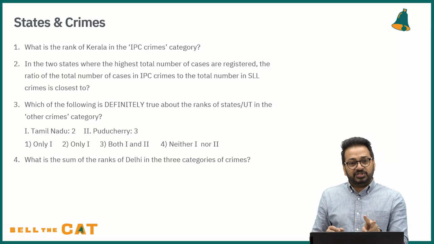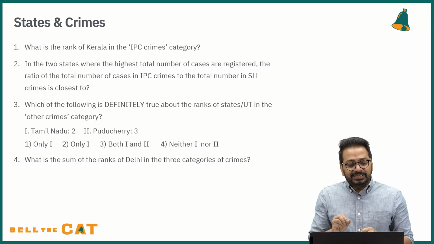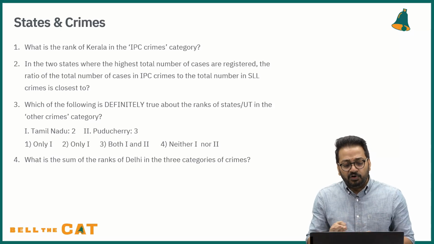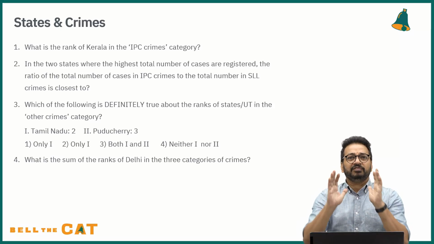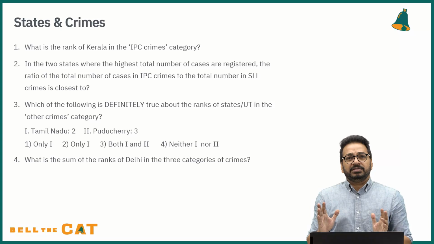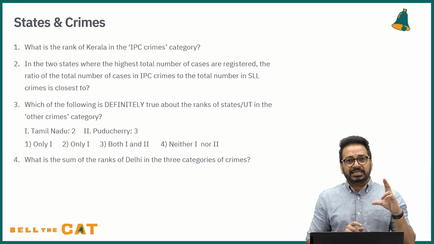Tamil Nadu and Pondicherry, about Tamil Nadu and Pondicherry. What is the sum of ranks of Delhi in all 3 categories of crimes? Now, if I look at this, technically, if you want to calculate each value, how many values are there? 10 states, 3 sets of crimes, 10 into 3, 30 values.